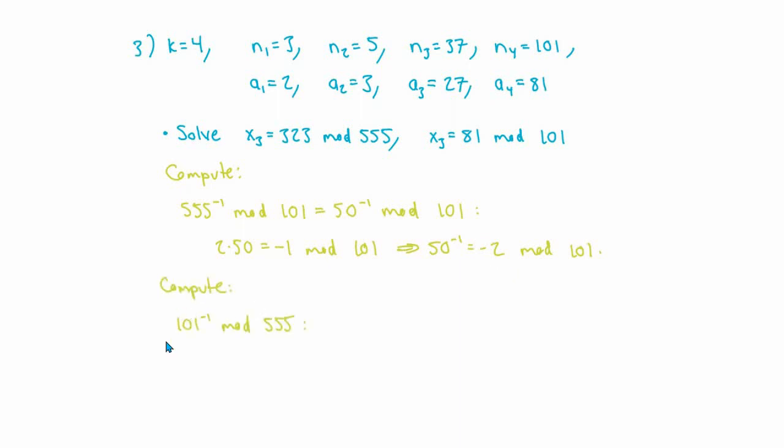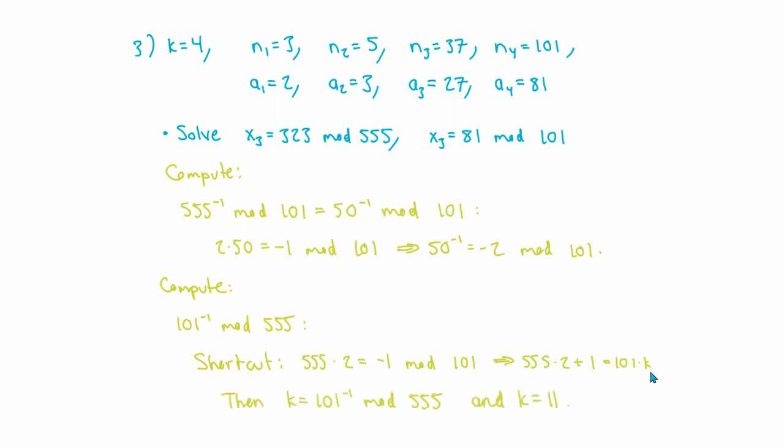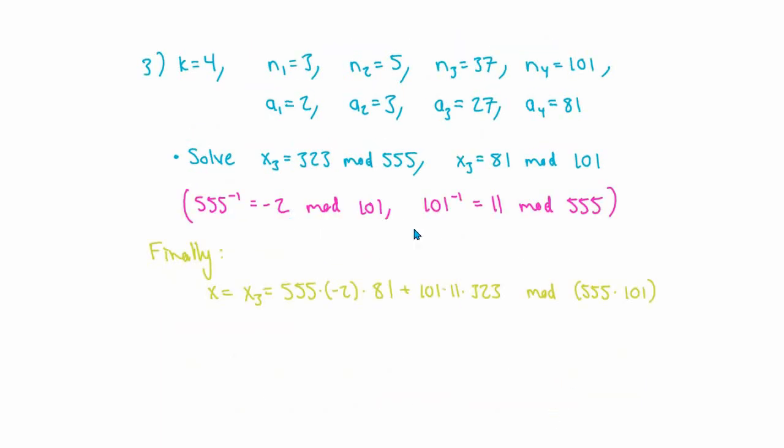To compute the inverse of 101 modulo 555, I can use the shortcut that I just talked about. Since I know that 555 times 2 is negative 1 modulo 101, I know that 555 times 2 plus 1 is 101 times k for some integer k, which is therefore the inverse of 101 modulo 555. And by direct computation here, I find that k is equal to 11, so that's the m2 that I'm looking for.